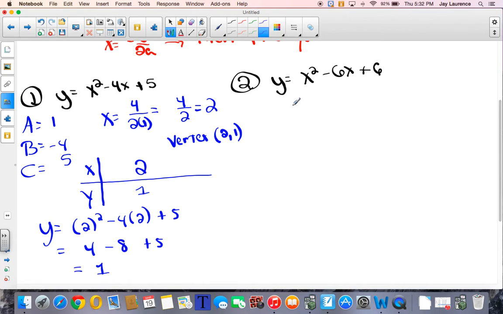Now, I didn't go looking for the zeros, but had I found the zeros and the vertex, I could graph my parabola. We'll do that next time. We'll put it all together. All right, let's try it again. Number 2, let's go A, B, C.